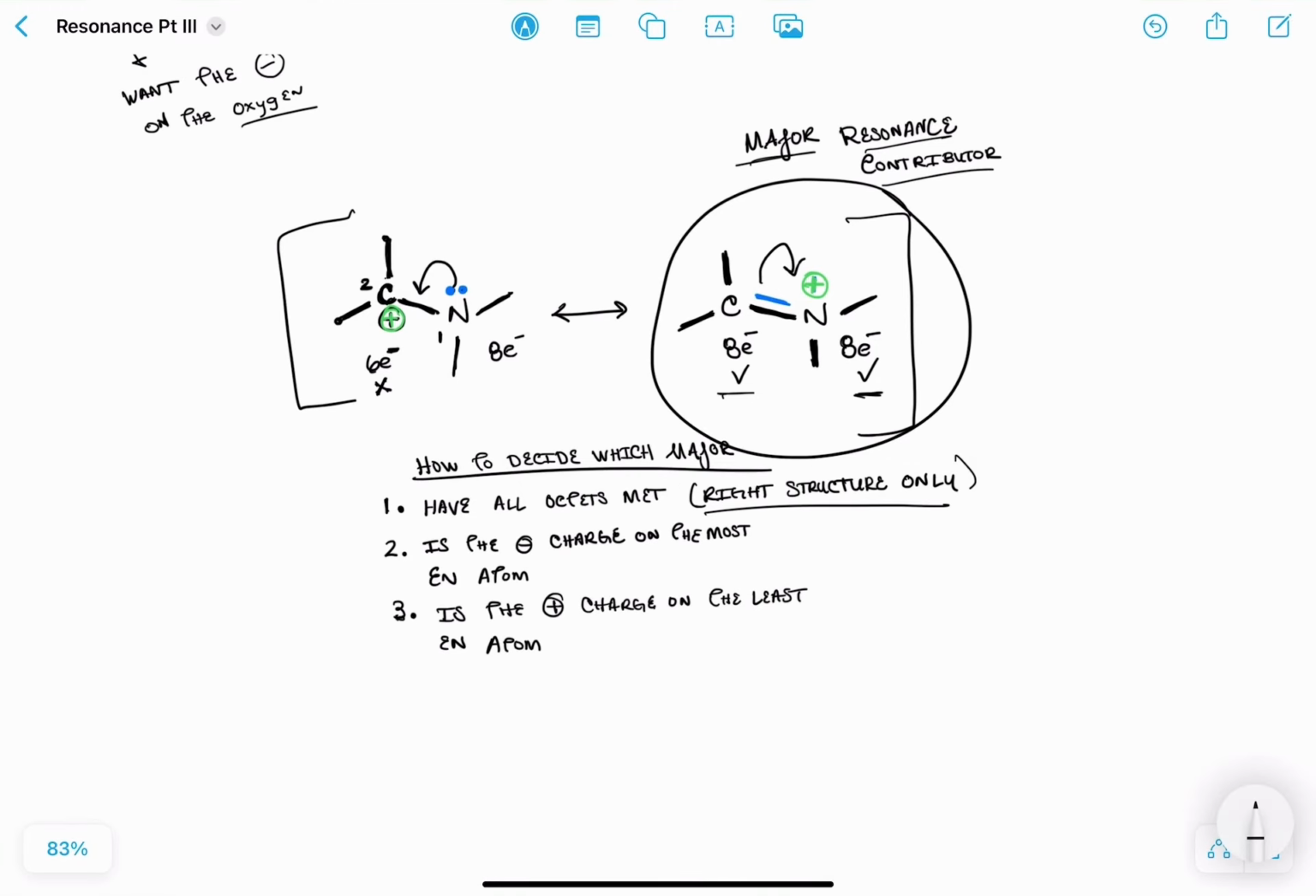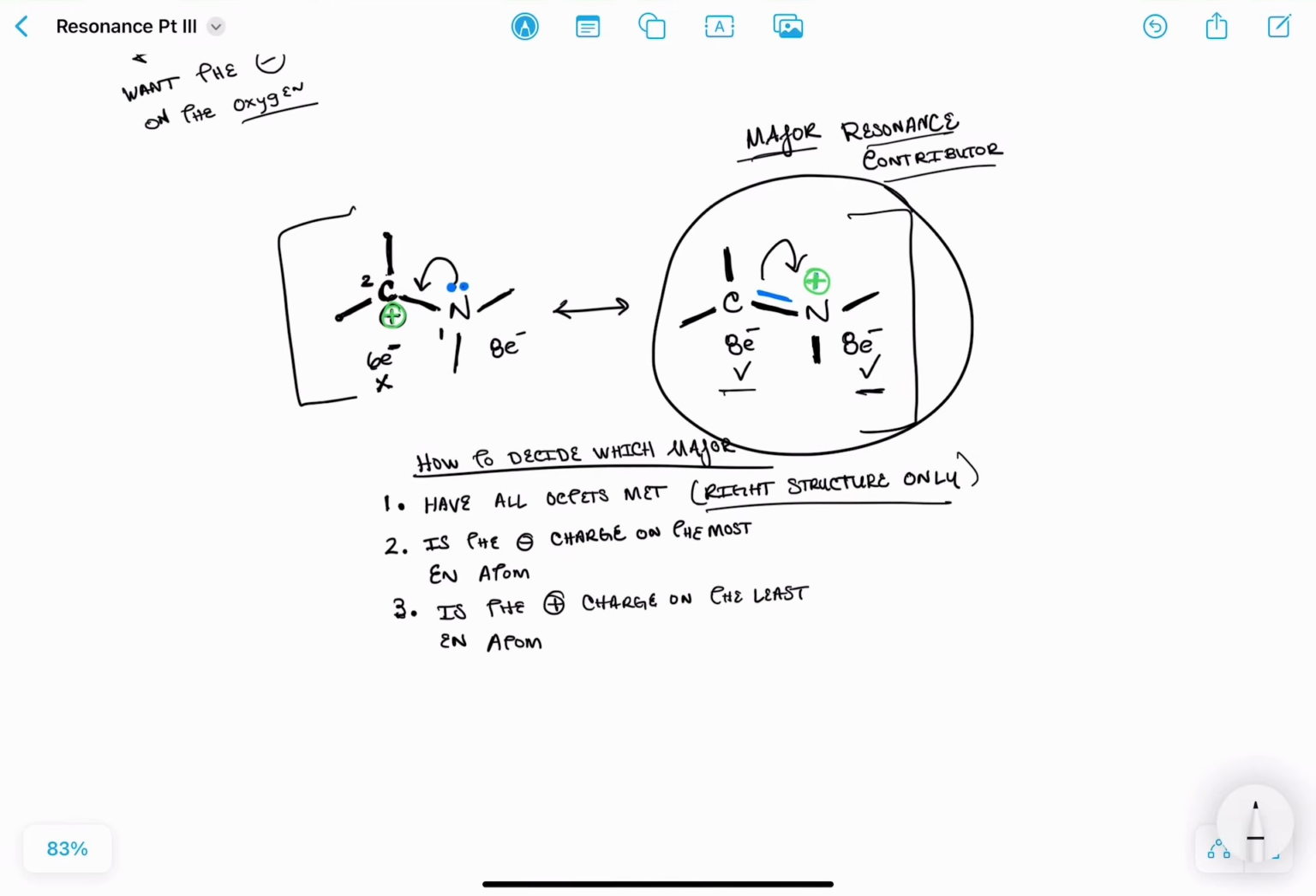So, as a continuation from the last video, we talked about the structure on the right being a major resonance contributor because it has all of its octets satisfied, whereas the structure on the left, the carbon, only has 6 electrons, so the octet is not satisfied.